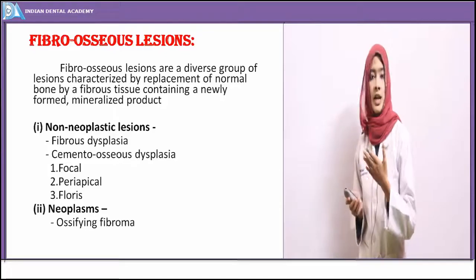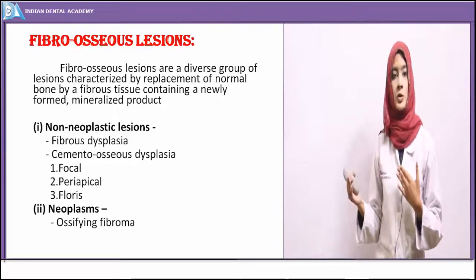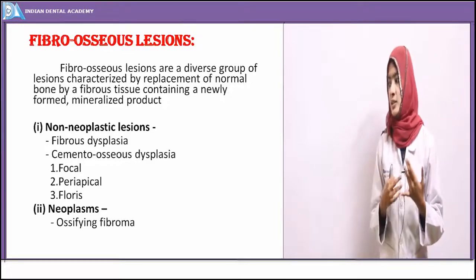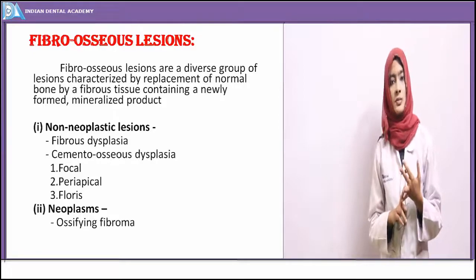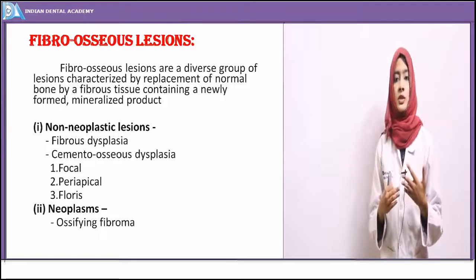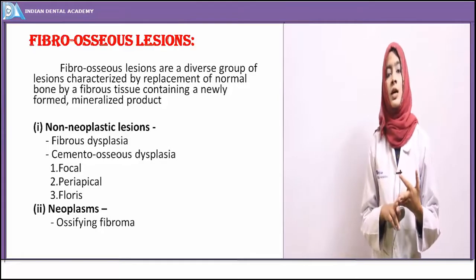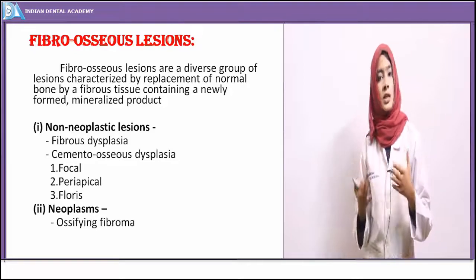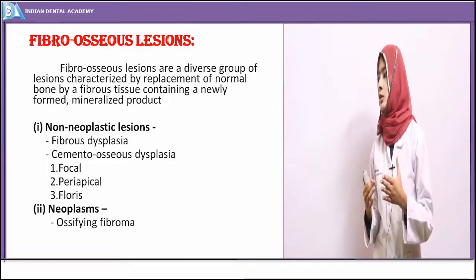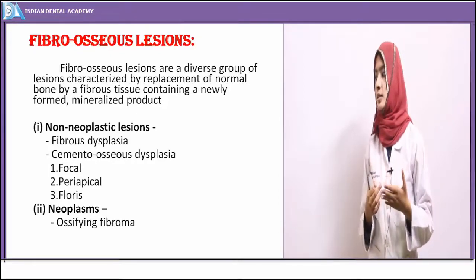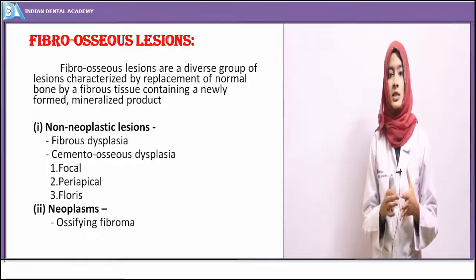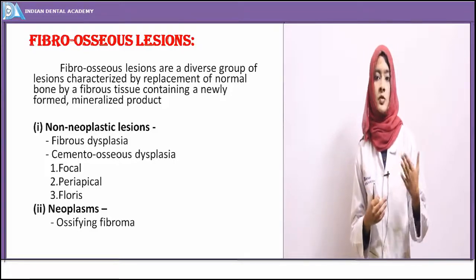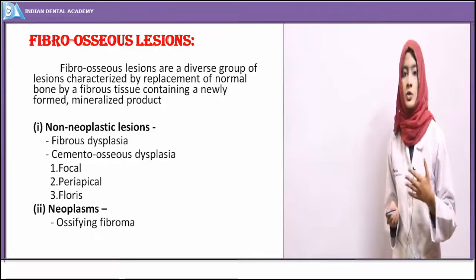So the classification of fibro-osseous lesions involves non-neoplastic lesions and neoplastic lesions. Non-neoplastic lesions are the fibrous dysplasia and the cemento-osseous dysplasia. Cemento-osseous dysplasia is of three types: focal, periapical cemento-osseous dysplasia, and florid cemento-osseous dysplasia. Neoplasms are the ossifying fibromas. In this class we will study the non-neoplastic lesions only. The neoplastic lesions we will study along with the other tumors of the oral cavity.